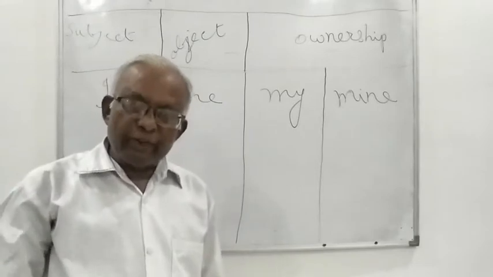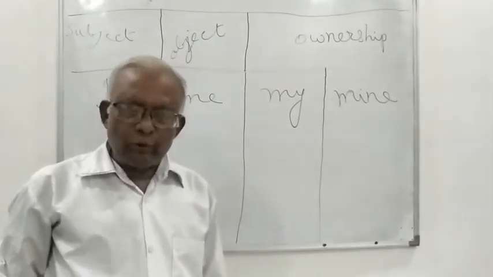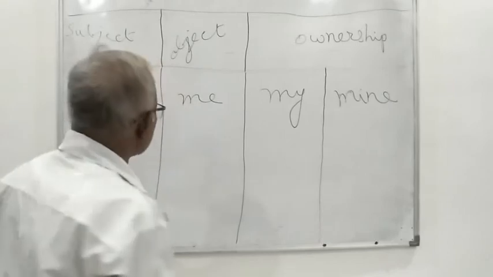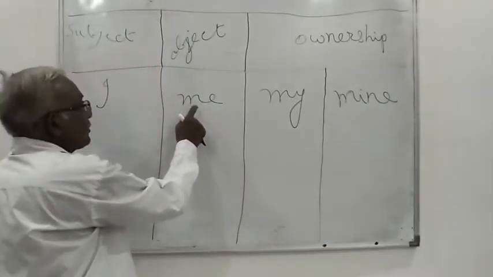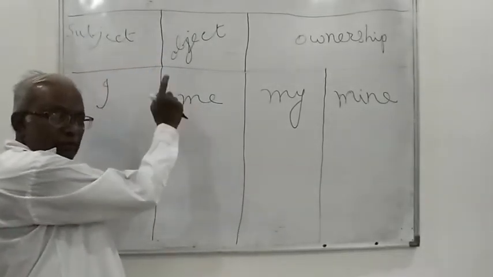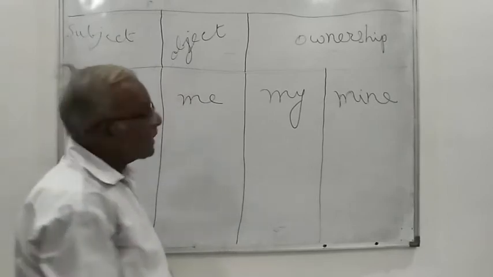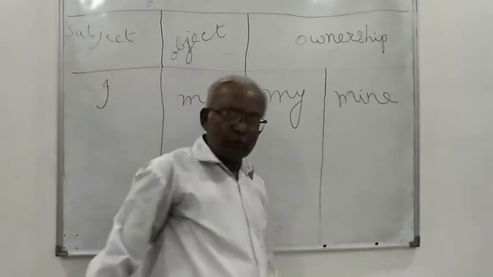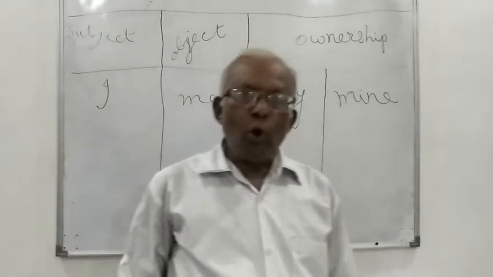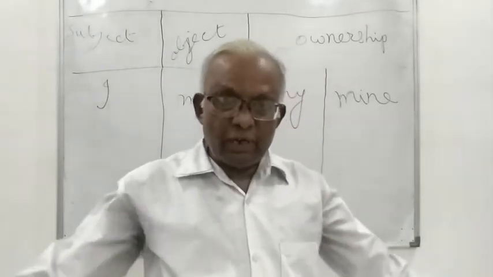Whereas, if it is an indirect object, you call it dative case. So this can be used either as accusative or dative case. This is called genitive case. It tells ownership. Now there are other pronouns too.